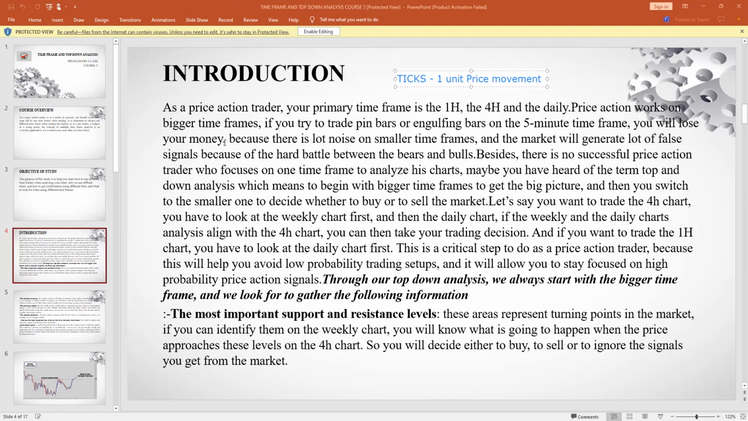So in order to avoid low probability trading setups, you want to avoid trades that look like a buy but are actually a sell, or trades that look like a sell but are actually a buy in disguise.